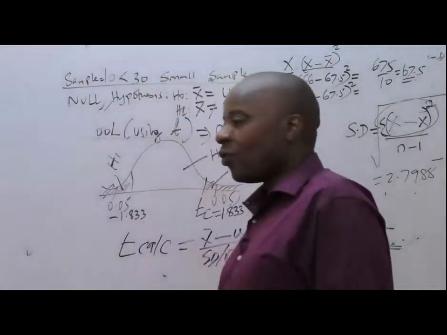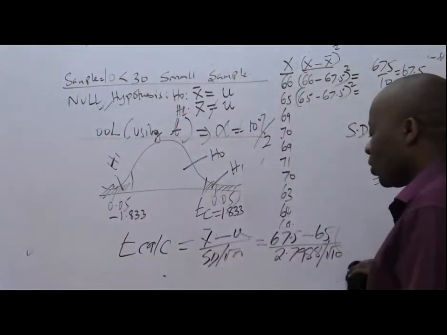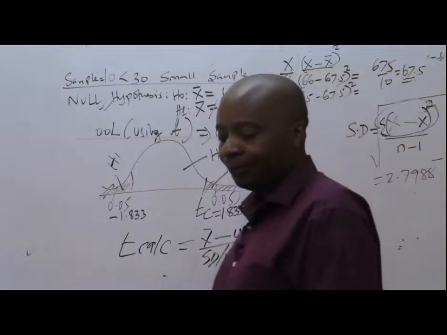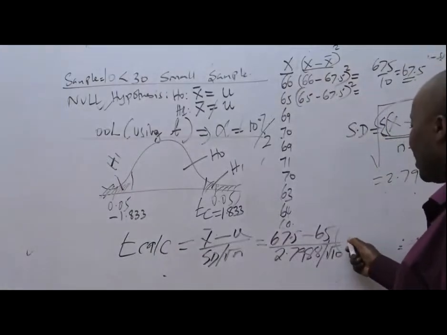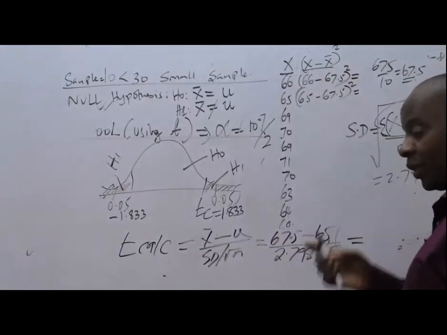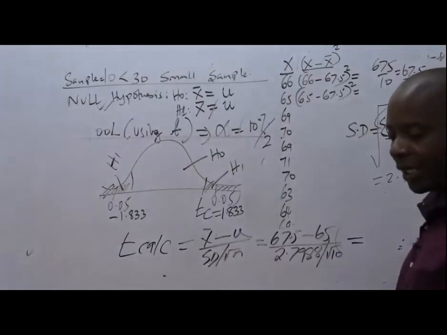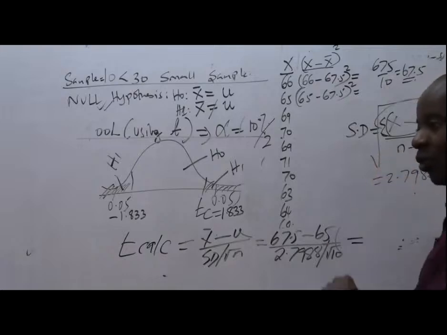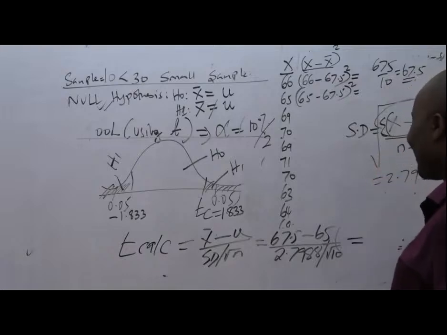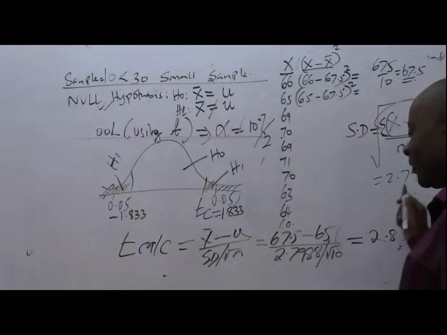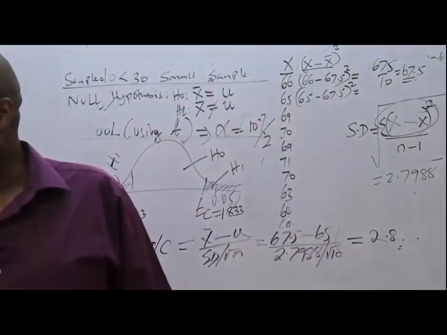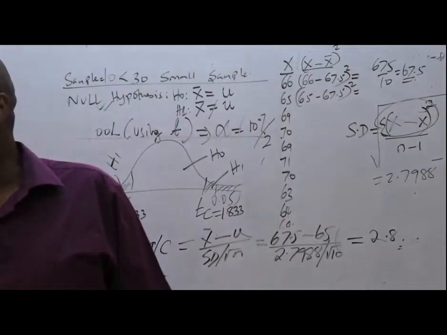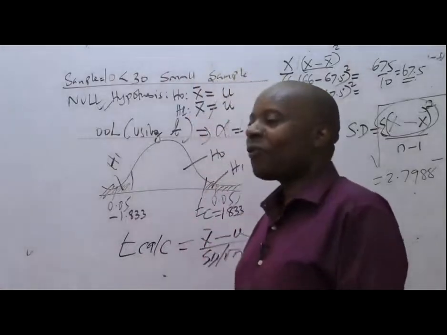Then at the end of the day, we shall be able to get our T calculated as who? I think the positive one is correct, 2.8 something. 2.825, with some rounding off.